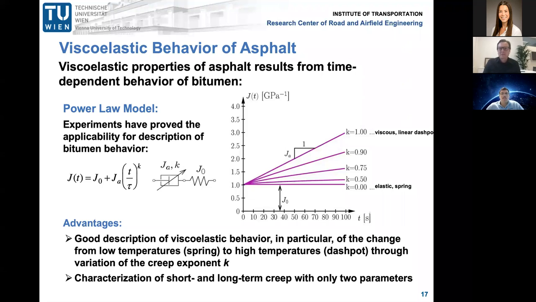But I will then show you a much more sophisticated material model, where we are already working on the upscaling scheme with a more sophisticated rheological model. But I explained this because it was the first model we applied for this homogenization scheme.